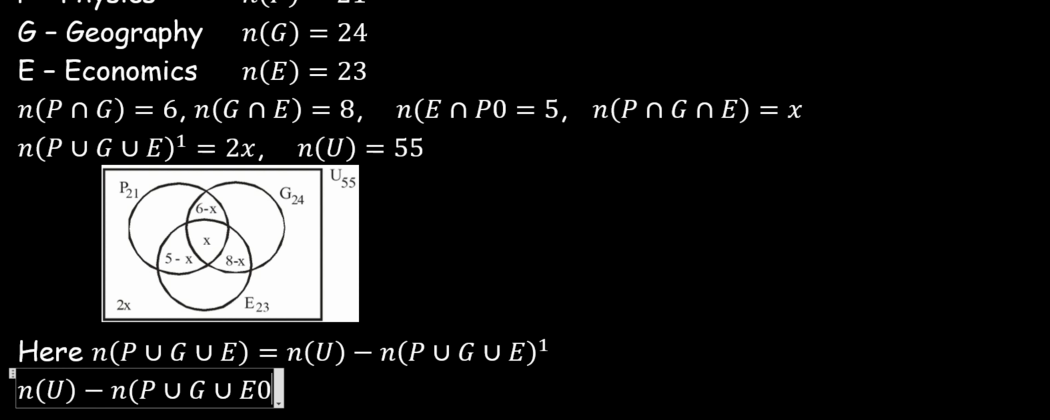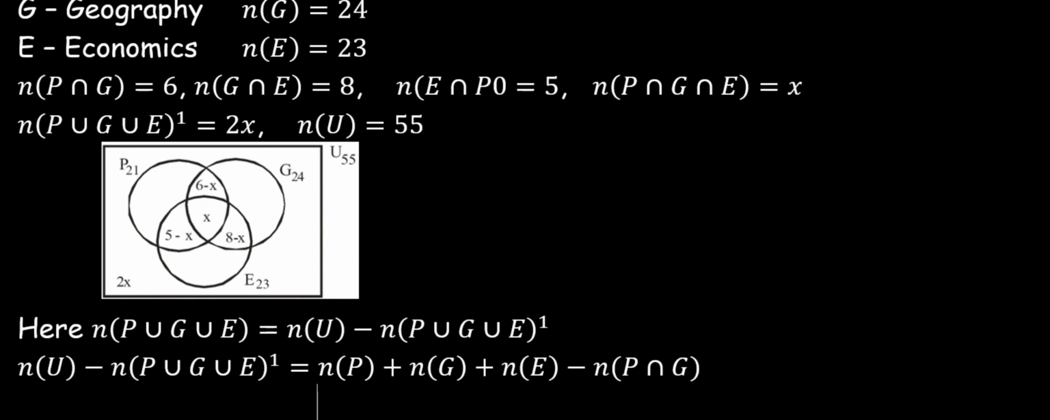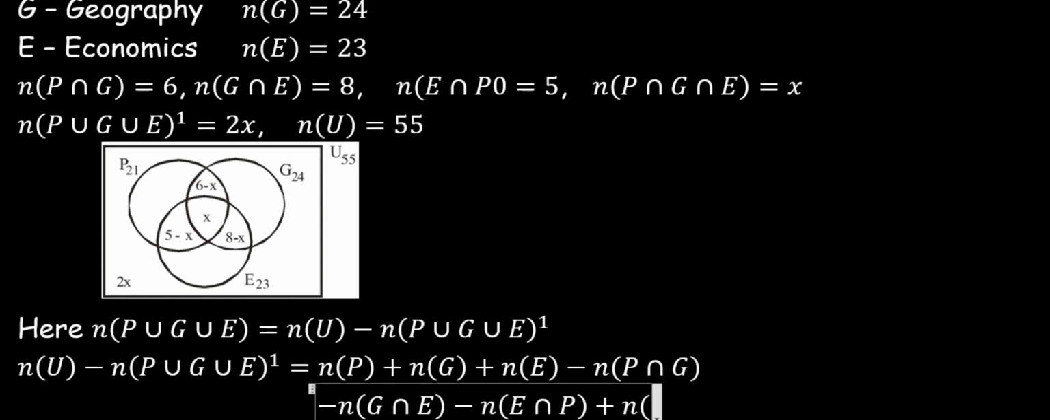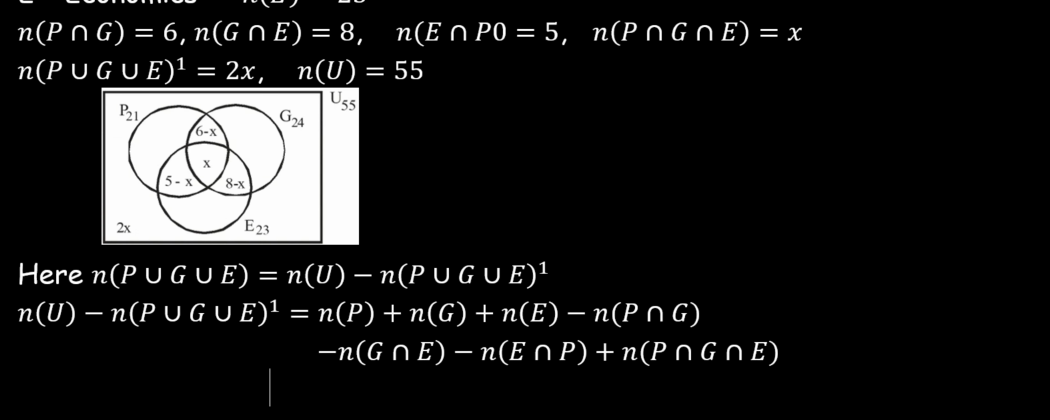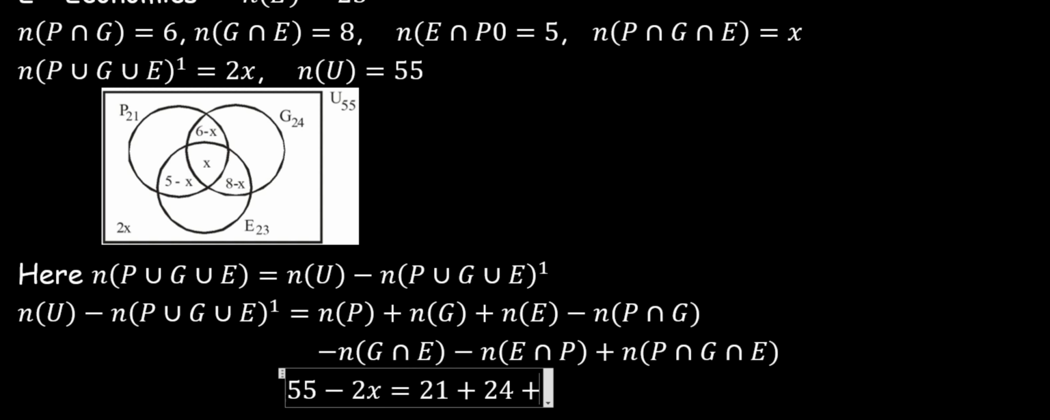Next, let us subtract. We have the number of the universal set minus n of (P union G union E) prime is equal to, we know that the left hand side is the same thing as the given formula from the beginning, which is number of P plus number of G plus number of E minus number of P intersection G minus number of G intersection E minus number of E intersection P plus number of P intersection G intersection E. Substituting, we have 55 minus 2x for the left hand side, equal to, in the right hand side, 21 plus 24 plus 23 minus 6 minus 8 minus 5 plus x.